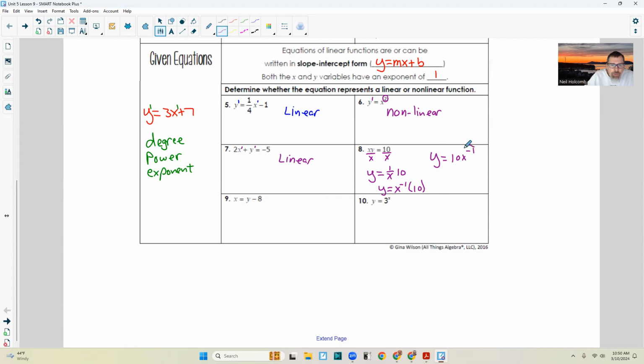Okay, and so since x is not 1, it is nonlinear. That one is a little trickier.